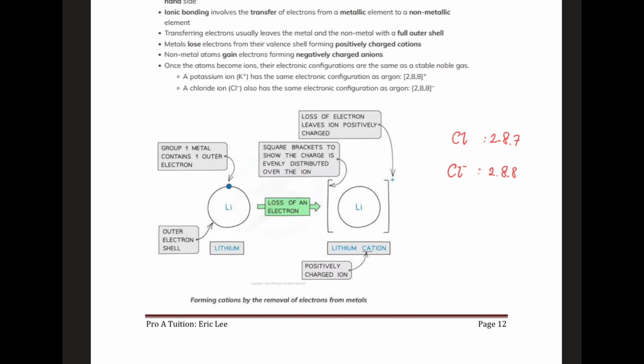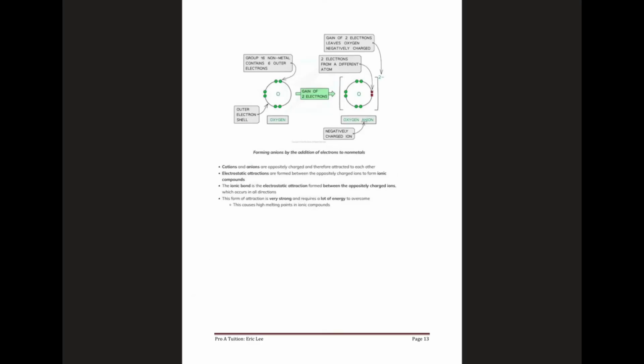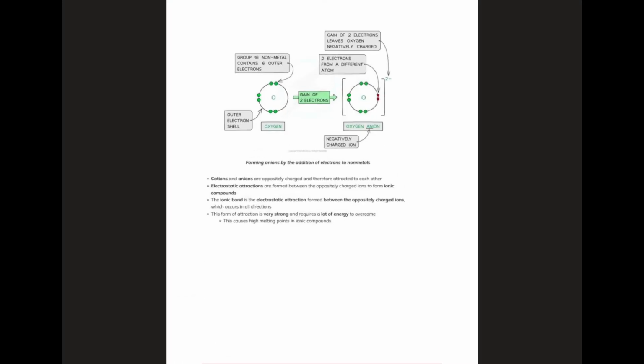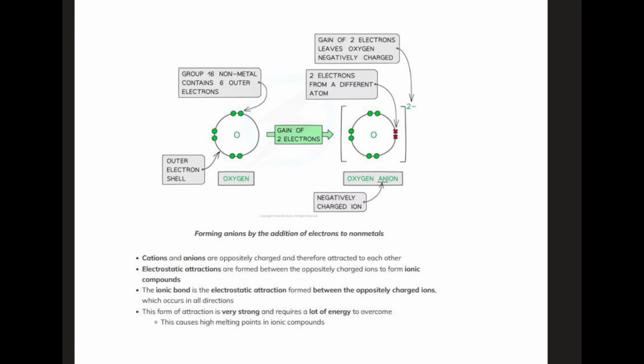Let's look at the picture on the next page. This is the non-metal, oxygen. Oxygen has 6 outer electrons, so it tends to gain 2 electrons to form the full outer shell of 8 electrons. That's why it takes 2 minus. After gaining 2 electrons, it becomes 2 minus.